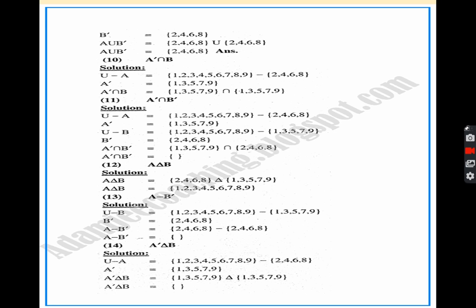So the answer of our question is A symmetrical difference B is equal to 1, 2, 3, 4, 5, 6, 7, 8, 9. The 13th question, A minus B complement.